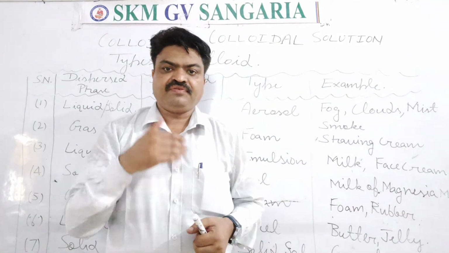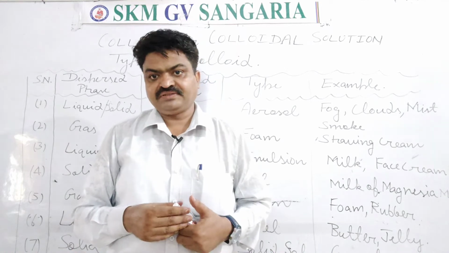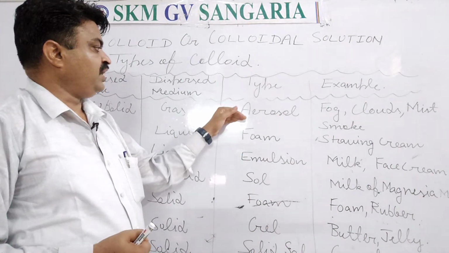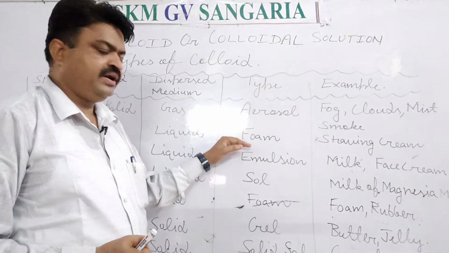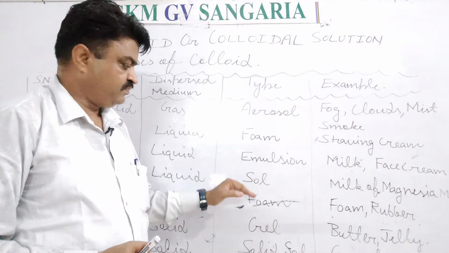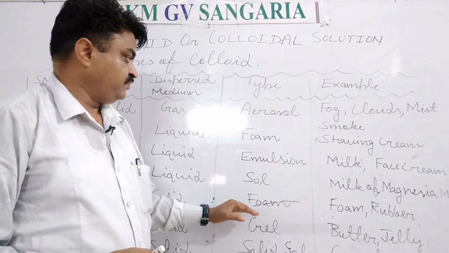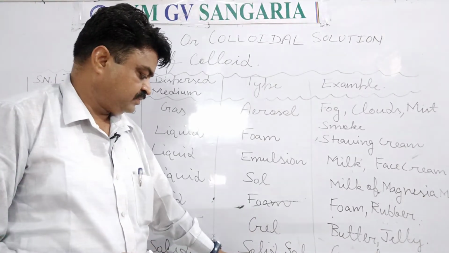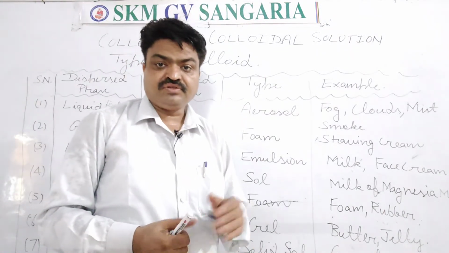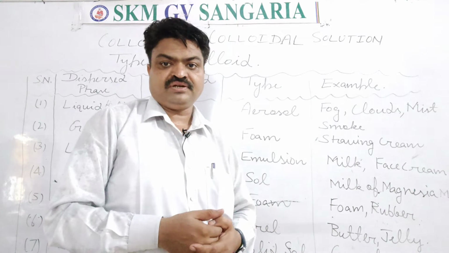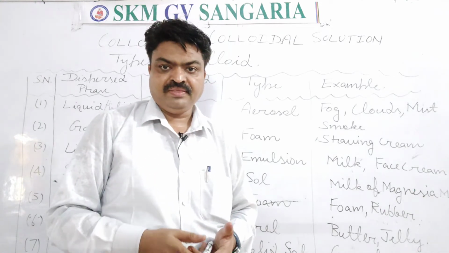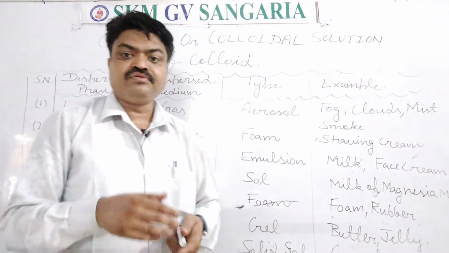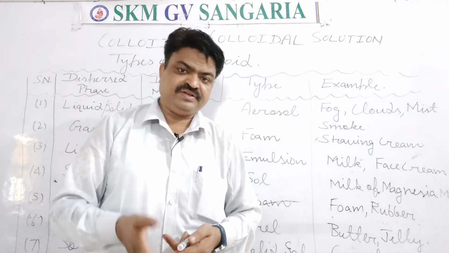So students, there are different types of colloid. One by one we will discuss them. First you should try to know their names. The first type of colloid is aerosol. Second is foam. Third is emulsion. Fourth is sol. Fifth is foam. Sixth is gel. Seventh is solid sol. So these are the different types of colloid, or colloidal solution, and we use these types of colloid in our daily life in different ways.